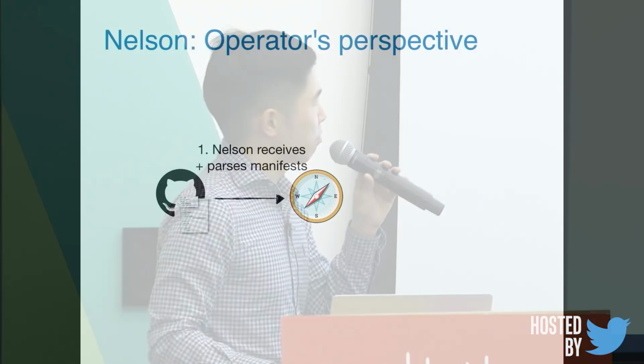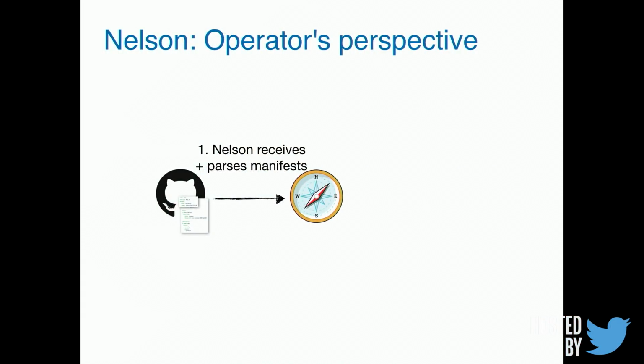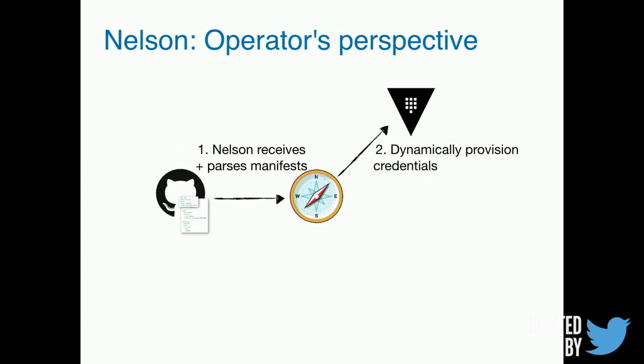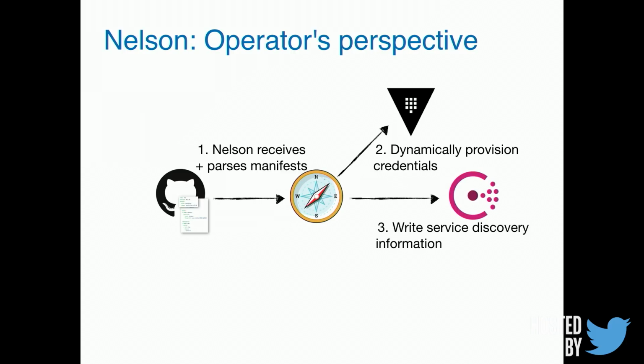So we'll start by Nelson receiving and parsing the manifest for the repo that did the deployment. Nelson is then going to dynamically provision credentials if that functionality is enabled. It'll write service discovery information to a service discovery system, either making an entry in Consul or creating a Kubernetes service. That'll be tied to the specific name and version of whatever is being deployed. And then finally, it's going to actually deploy the thing to a scheduler. After these steps are done, Nelson is done with its job.